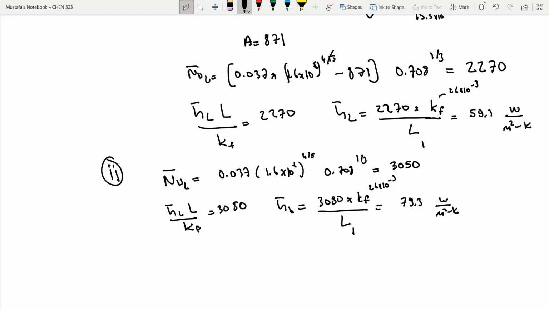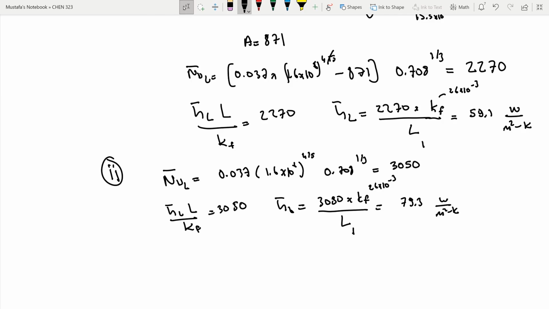And we are asked to compare. Obviously, case 2 will give us a higher average convective heat transfer coefficient, because in general, turbulent flow introduces better heat transfer. We talked about this in chapter 6, because the fluid not only flows in the X direction, but also in the Y direction. So in general, turbulent flow leads to a higher transfer rate. That's why we can claim that case 2 has a higher heat transfer rate.